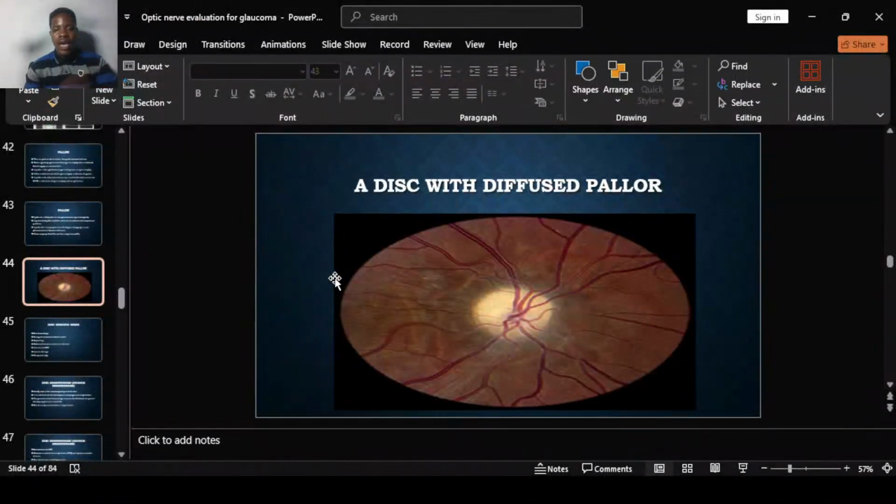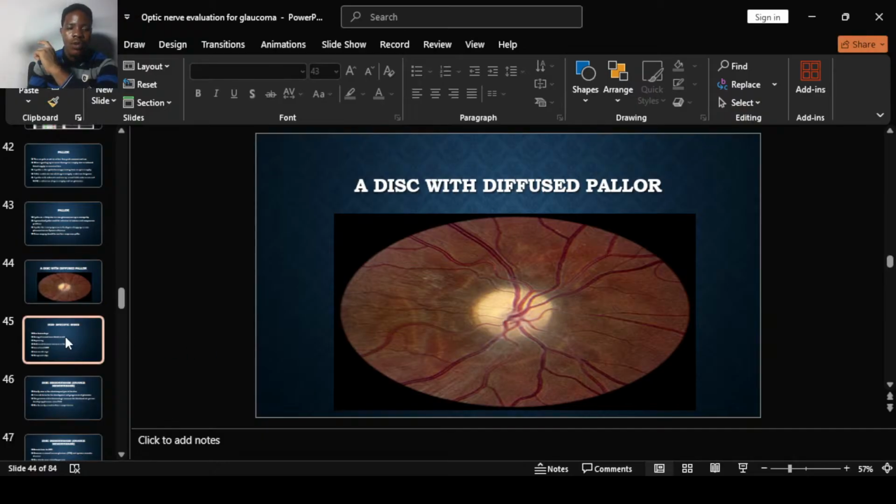So this is a disc with a diffuse pallor. You find out that in this disc, there's a diffuse pallor. You can hardly differentiate the disc from the cup. So this is a disc with a diffuse pallor.